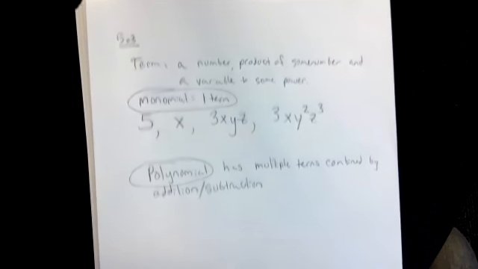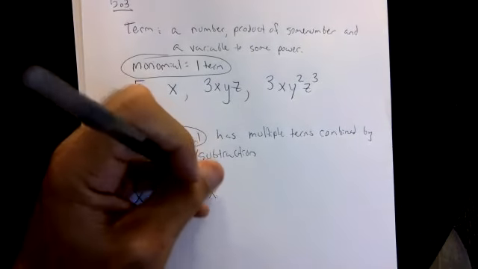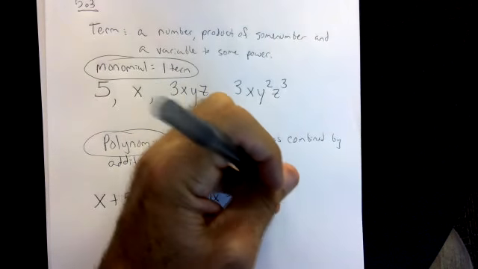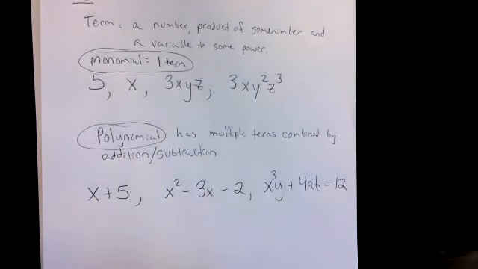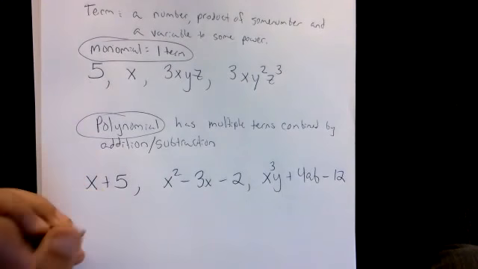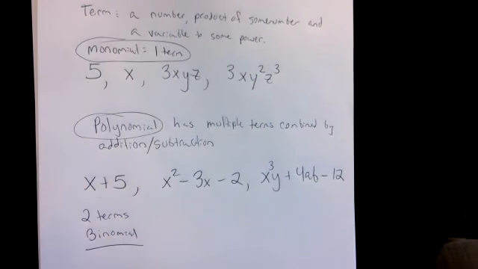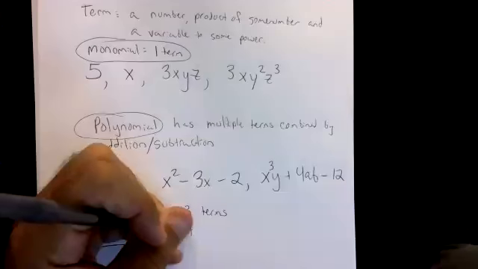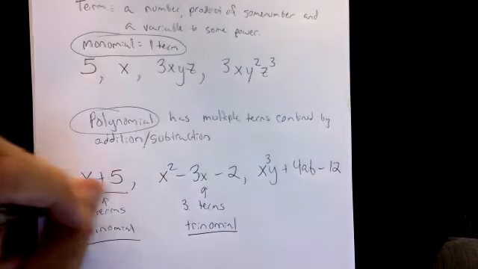So then a polynomial is multiple terms, like x plus 5, or x squared minus 3x minus 2, or x cubed y plus 4ab minus 12, something like that. Specifically, anything that has 2 terms is referred to as a binomial. Anything with 3 terms is referred to as a trinomial. So like that, again, I'm talking about the whole thing.